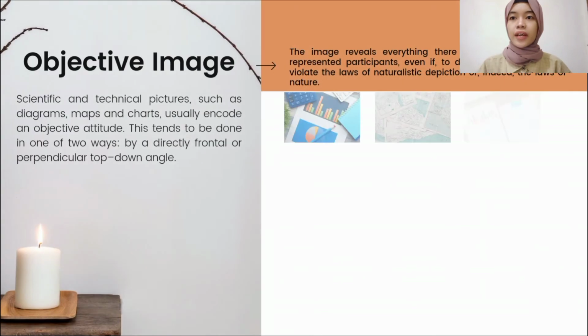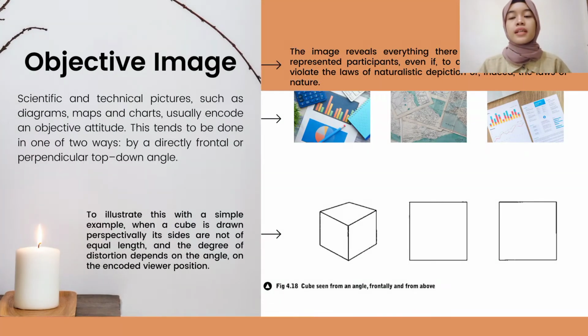Moving to the next slide, we have now the objective image. Scientific and technical pictures such as diagrams, maps, and charts usually encode an objective attitude. This tends to be done in one of two ways, by a directly frontal or perpendicular top-down angle. To illustrate this with a simple example, when a cube is drawn perspectively, its sides are not of equal length, and the degree of distortion depends on the angle, or the encoded viewer position.